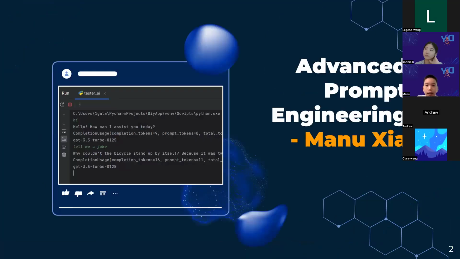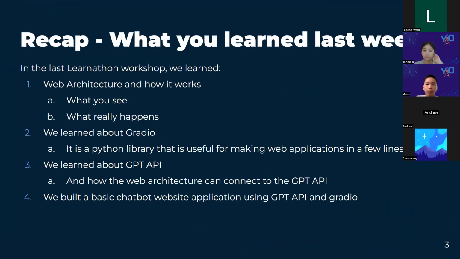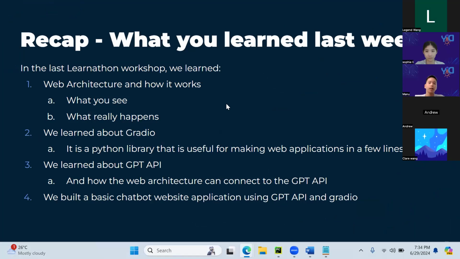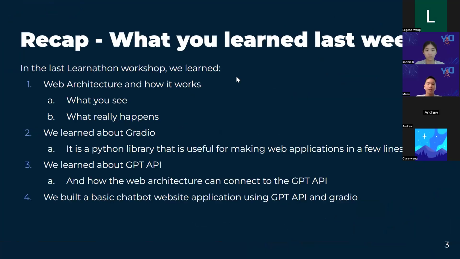Okay, so let's recap what we've learned last week. In last week's Learnathon, we learned web architecture and how it looks, so what you see and what really happens. And we learned about Gradio and the GPT API, and we built a basic chatbot website application using the GPT API and Gradio.